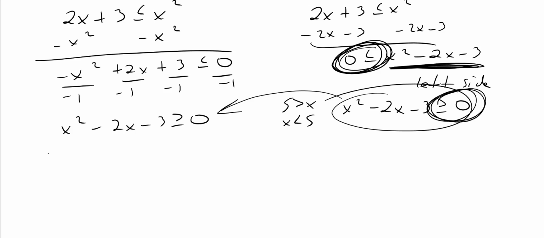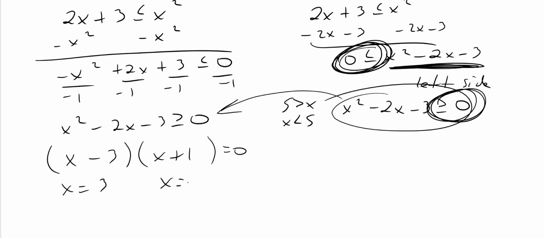Okay, so if I factor this, I get x minus 3, x plus 1 equals 0. So x equals 3, x equals negative 1. So those are my two values, and so I'm going to plot those. Negative 1 and 3.